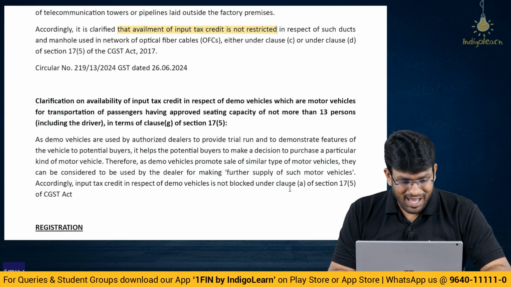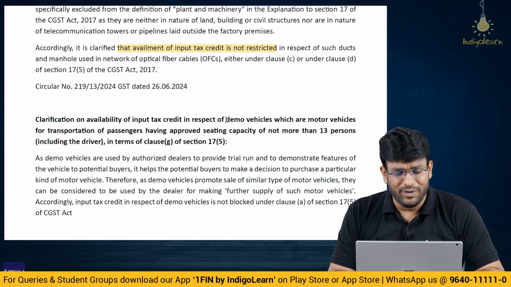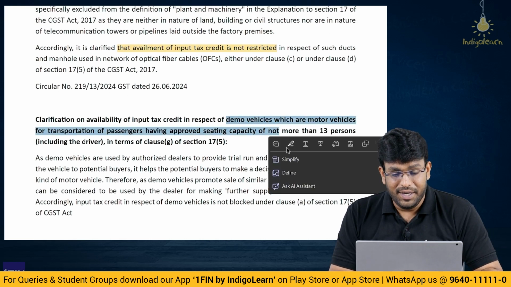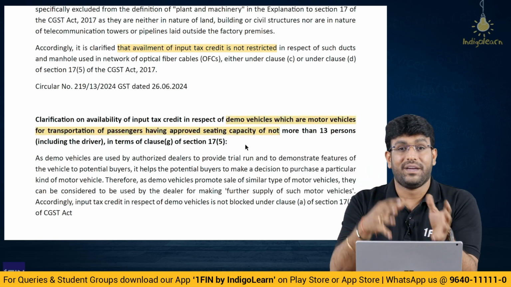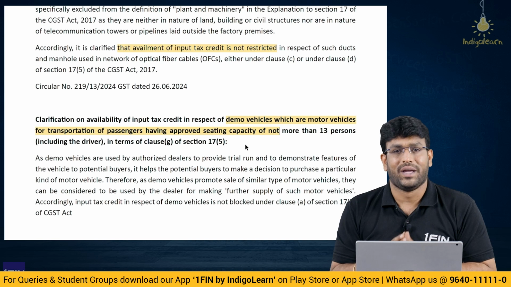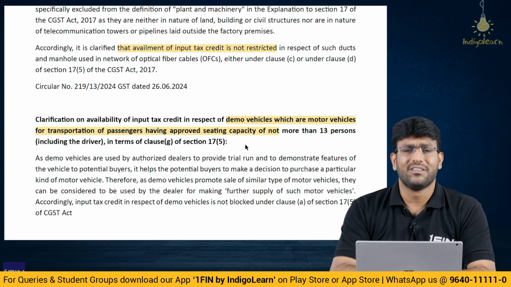Next point. Availability of ITC in case of demo vehicles. Friends, what is a demo vehicle? We all know, my dear friends. A demo vehicle is nothing but a vehicle which is used for demo purposes, where customers come and try that vehicle. If they like it, they will do the booking of the vehicle.